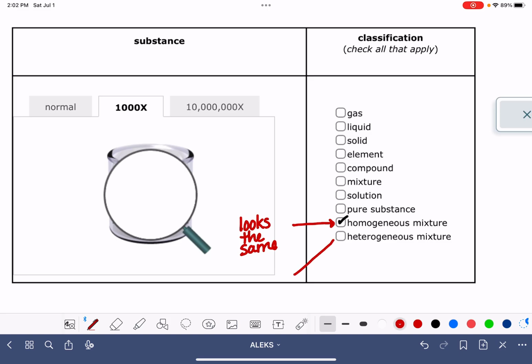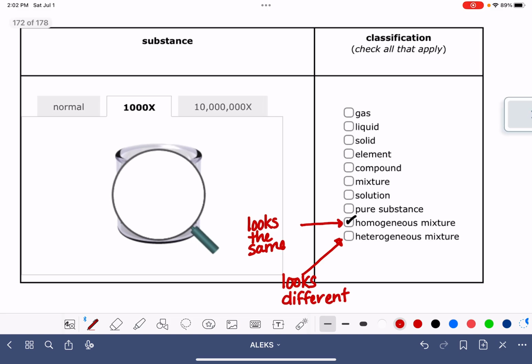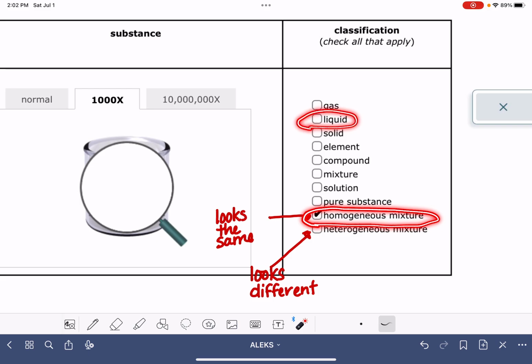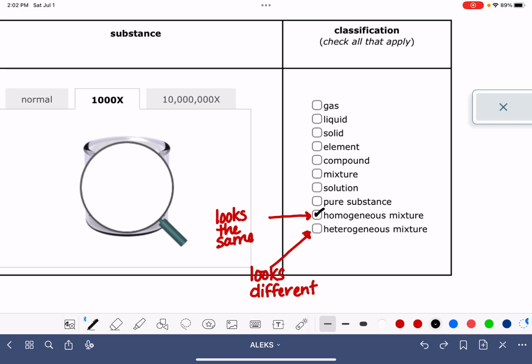A heterogeneous mixture in the 1000 times perspective is going to look different. I'll show you a picture of that because I've got that screenshot for you. Okay, and then there's one more thing here. If you have a homogeneous mixture, and it's a liquid or a gas, it is also going to be a solution. That's the definition of solution. A solution and a homogeneous mixture are the same thing. So if you're checking homogeneous mixture, you're also checking solution.